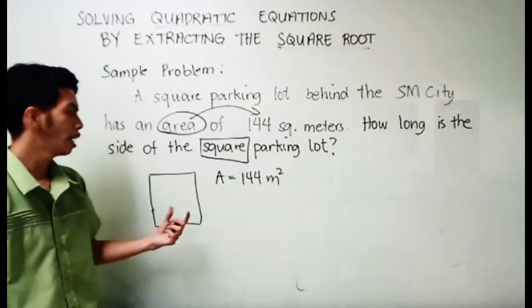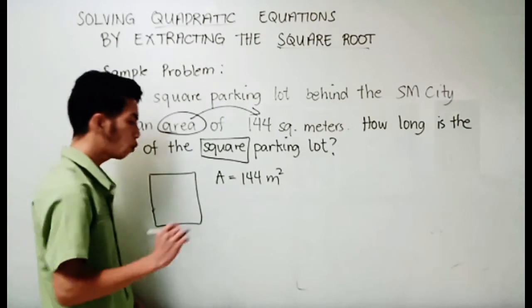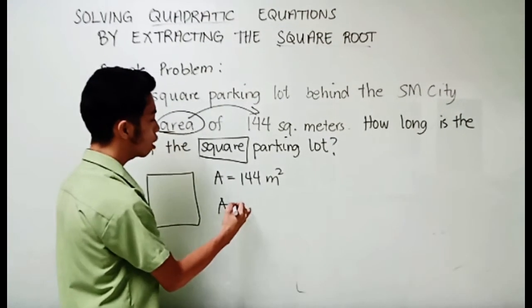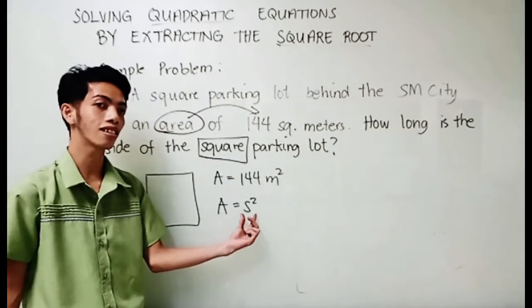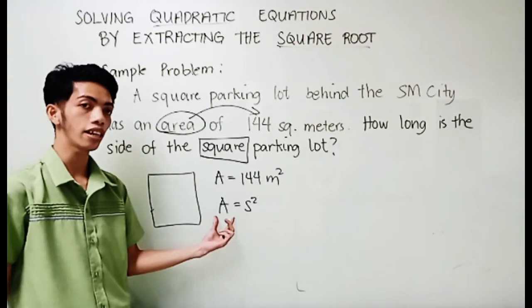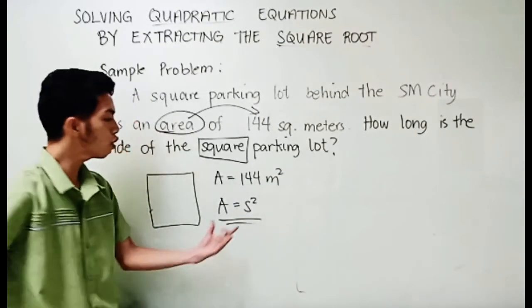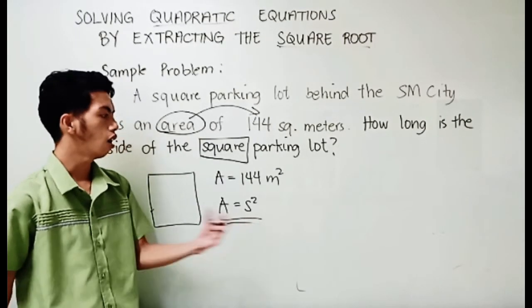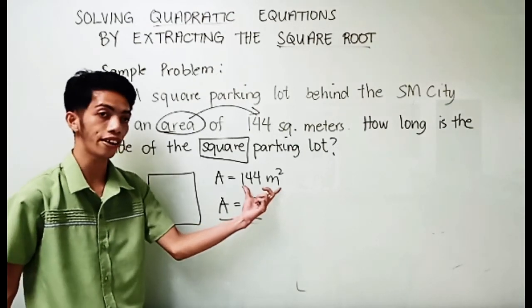Okay, now let's go back to the formula of an area of a square. We all know that the area of the square is denoted by A is equal to S squared, where S is the side and A is the area. Okay? Ito yung formula sa pagkuha ng area ng isang square. Okay, now we have the value of an area which is 144 square meters.